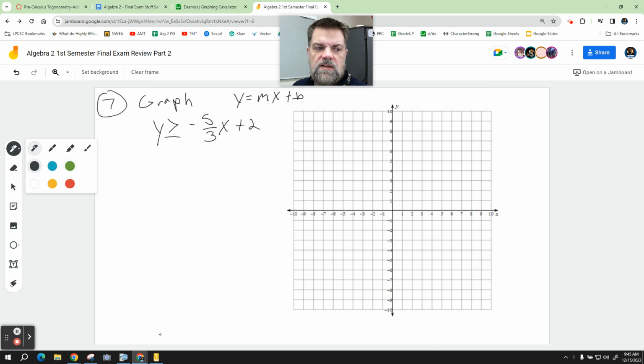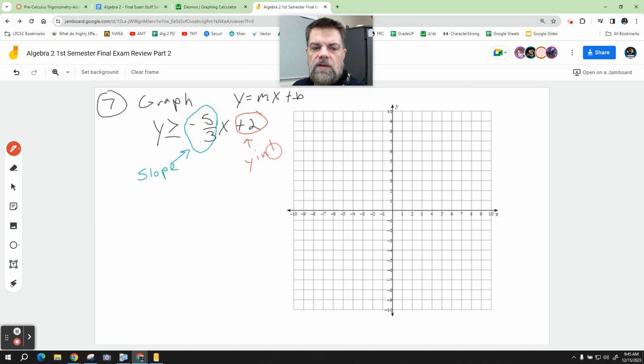So this number right here, negative 5 over 3, what's that called? Slope. Good. That's the rise over run, right? And then what's this little number over here? Y-intercept. So now if I were to graph this as an equation, what's the process? What's the first thing that I do? Yeah, the y-intercept. So I go right here at 2 and I put a dot.